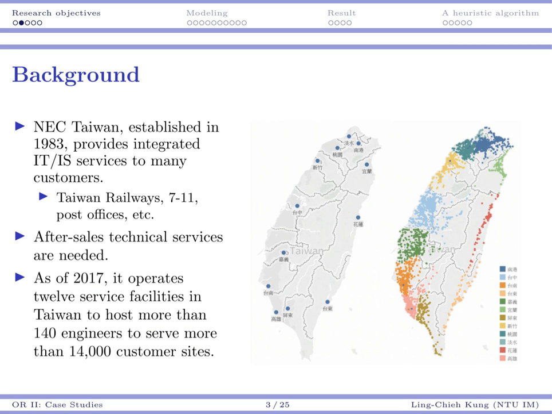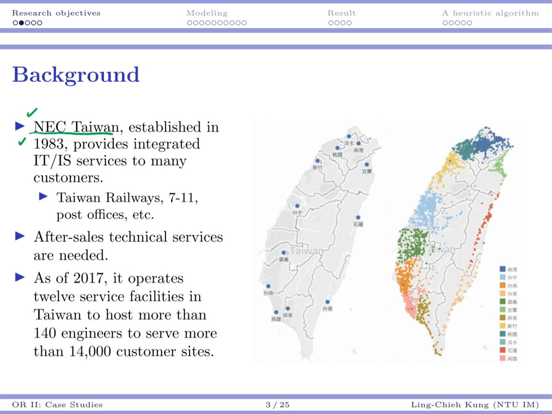So the story is here. The company that we cooperated with is NEC Taiwan. NEC is originally a Japanese company. It stands for Nippon Electronics and Communications. In 1983, the company established a subsidiary or branch in Taiwan. But NEC Taiwan now is an independent company in some sense.